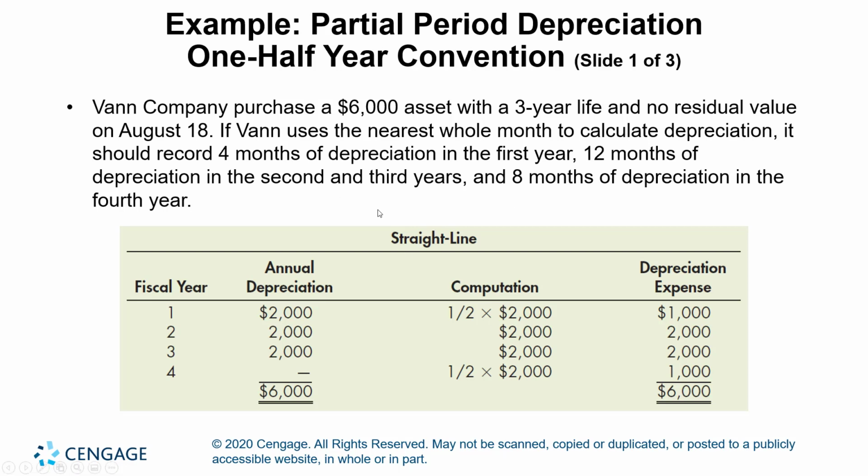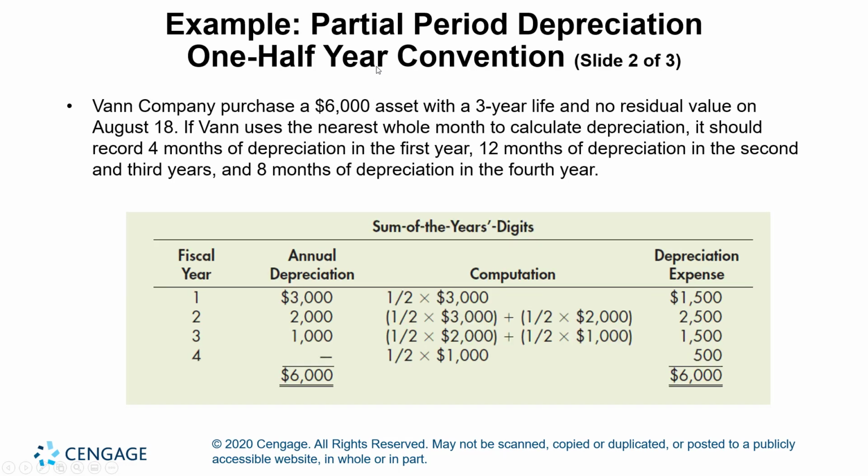So this is sum of the years' digits. We'll do an example of this, but they have the annual depreciation of 3,000. Then they have 1/2 times the 3,000, which is 1,500. And then they have the 2,000 annual depreciation, 1/2 times the 3,000, then 1/2 times the 2,000, because we're doing half year, half year. Then they have the 1,000, so they have the other half of this 2,000, and then half of this 1,000, and then they have the final half.